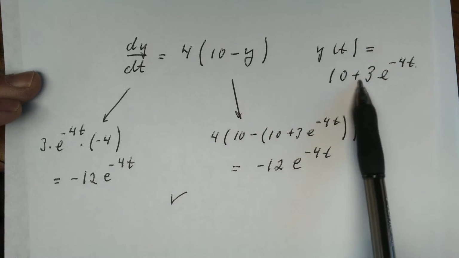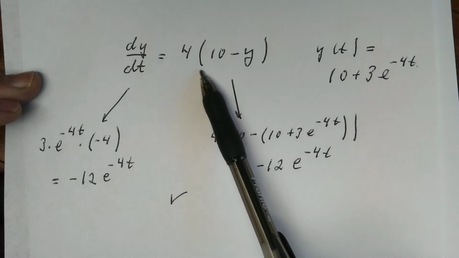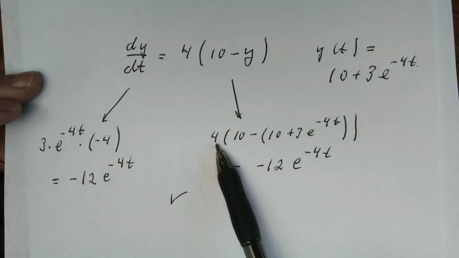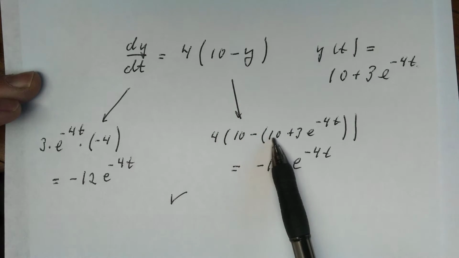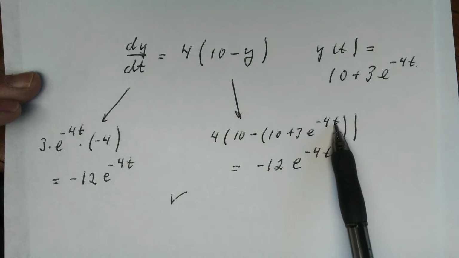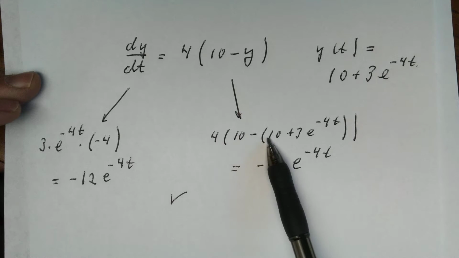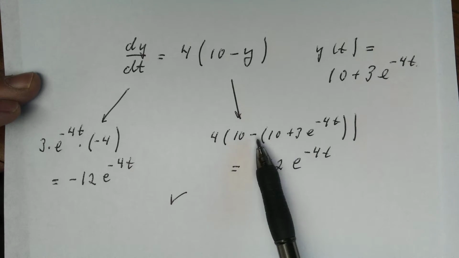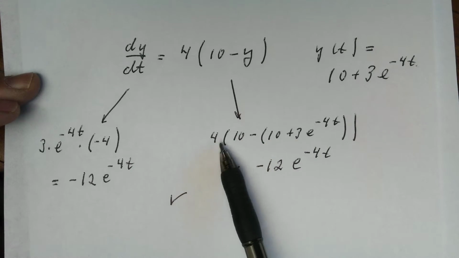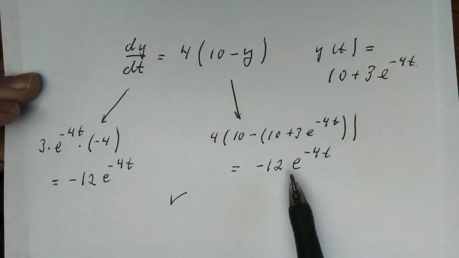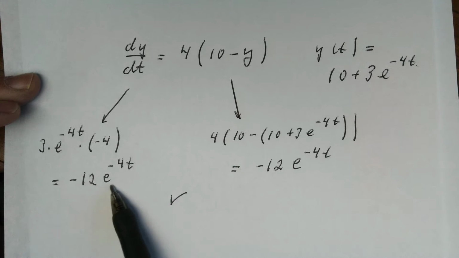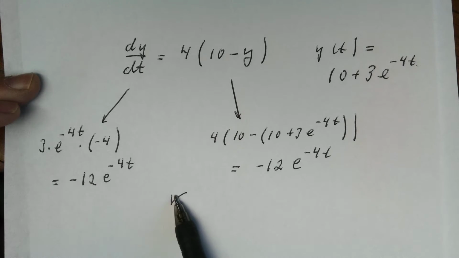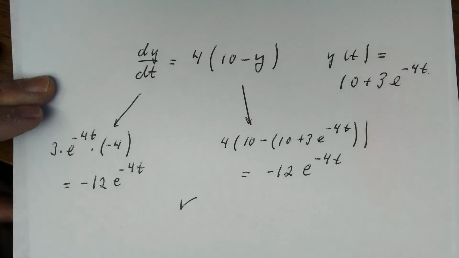Now let's take this purported solution and plug it into the right side. So we'll have 4 times 10 minus y, and replace this y with 10 plus 3e to the minus 4t. Notice how the 10's cancel, and we'll have a minus 3, which when multiplied by 4 is minus 12. So we get minus 12e to the minus 4t, which agrees with what we got when we substituted in the left side. So the solution actually checks.